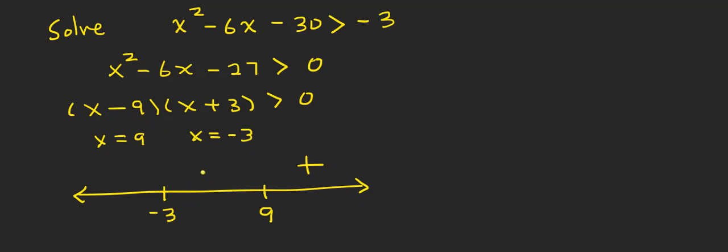Now, what is a nice number to pick from here? 0. 0 is always nice. So when you plug in 0, you get negative 9 times 3. Negative 9 times 3 is negative. That means any number that you choose between negative 3 and 9 and you plug in over here, you end up getting negative. Now, what's the nice number to test from here? Let's do negative 10. Plug in negative 10, you get negative, negative. Negative times negative is positive.